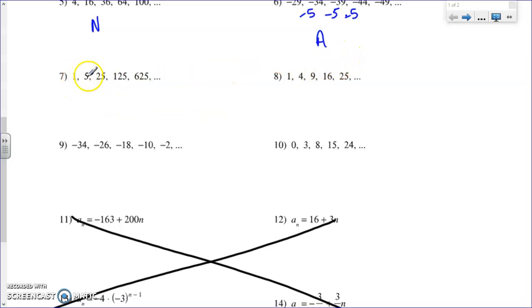Okay, how do I get from 1 to 5? Times 5, 5 to 25? Times 5. So we're multiplying here, so it is geometric.